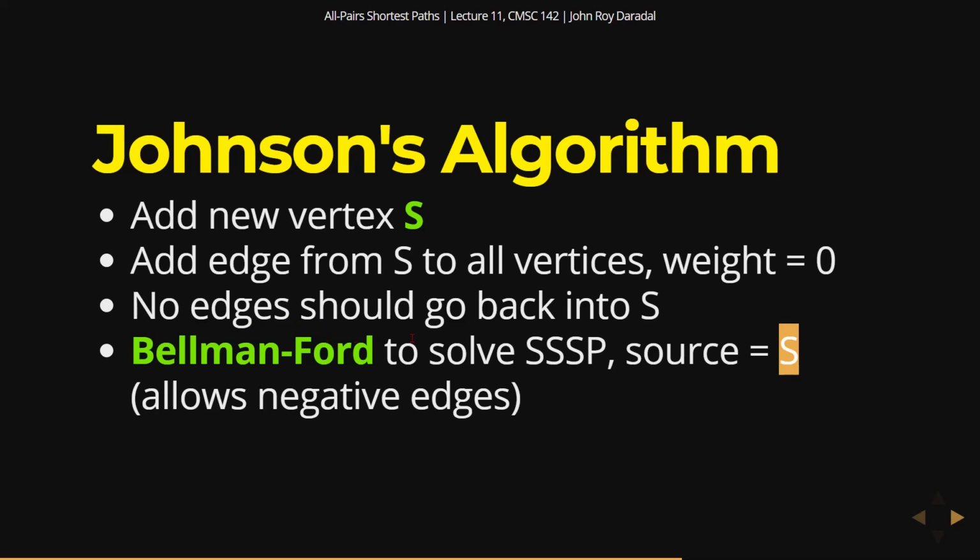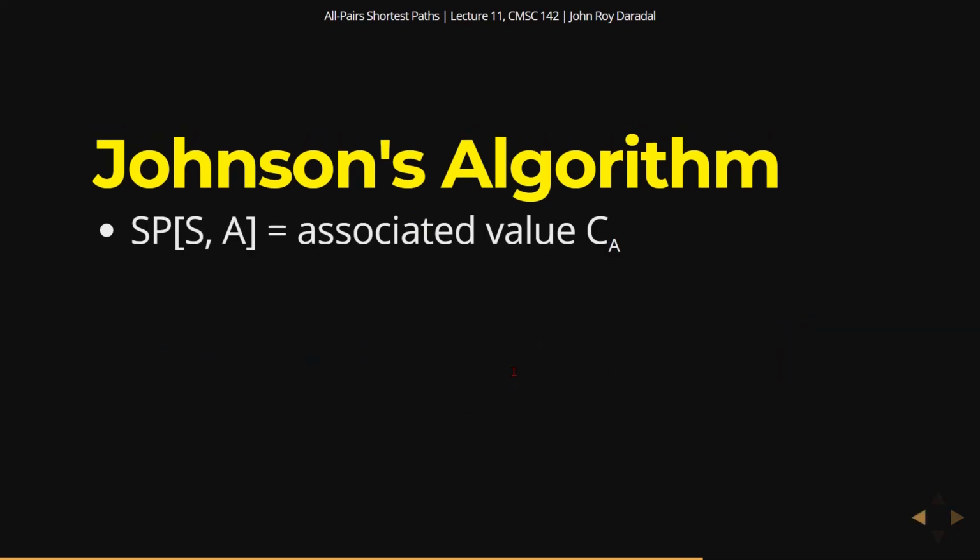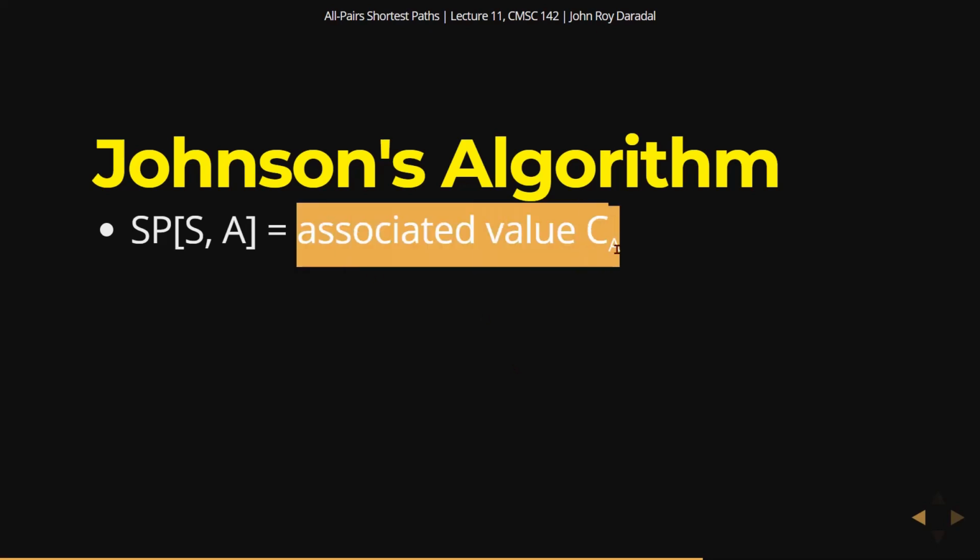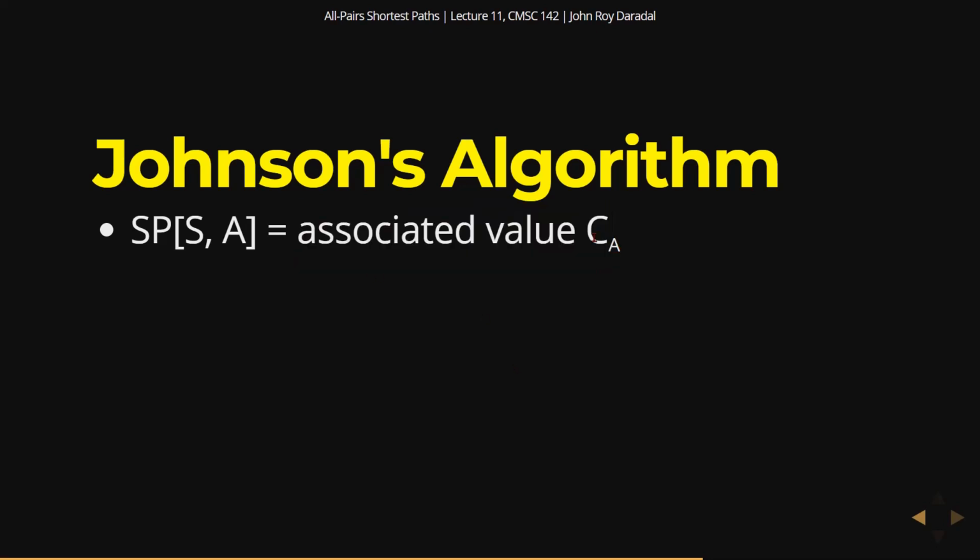So with the source vertex being the newly added vertex S, we will run Bellman-Ford, and then we will get a shortest path value to all the other vertices, right? What we'll get from Bellman-Ford, the shortest path from S to the vertex, would be the associated value C of A that we'll use in the reweighting. So that is the score or the value that we'll use in reweighting the graph.